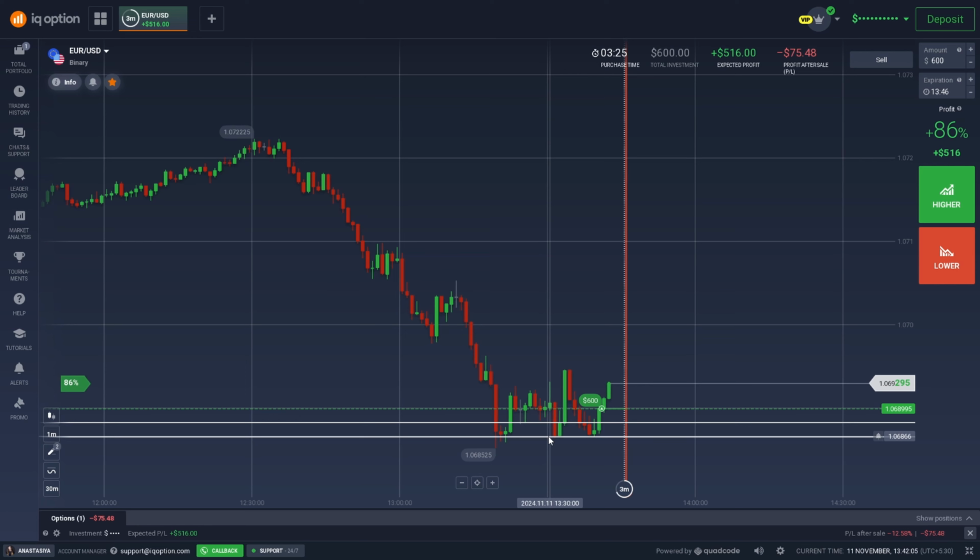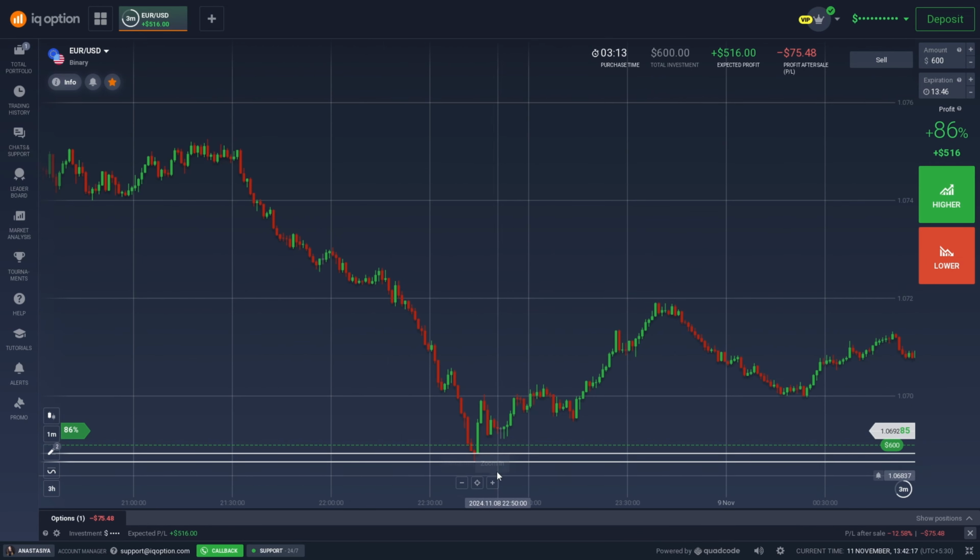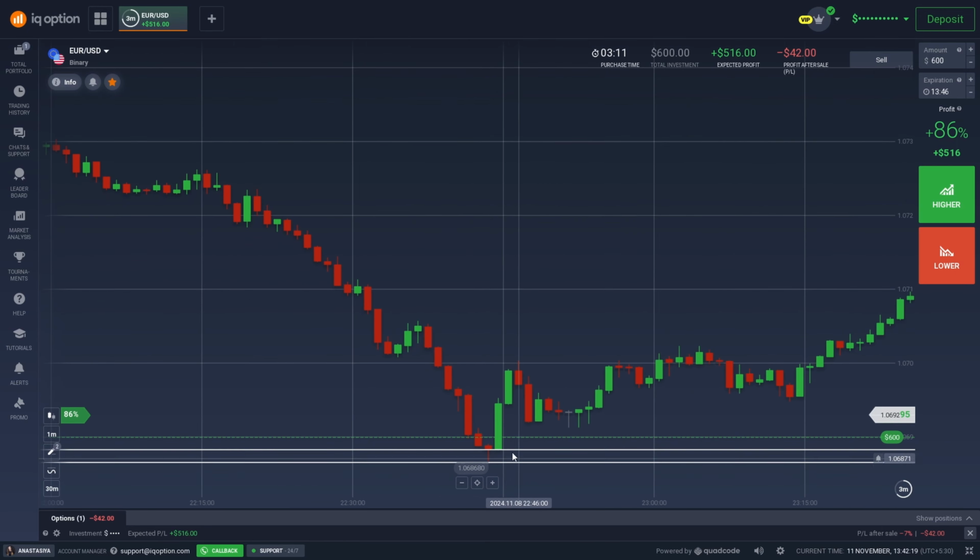So my first take was to take a reversal trade here. Now in order to take a reversal trade, we have to find other reasons as well. So the first thing I notice here is that we have a strong support level. So I drew the whole zone.